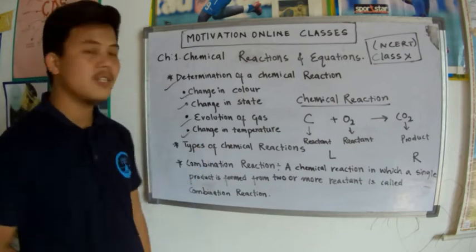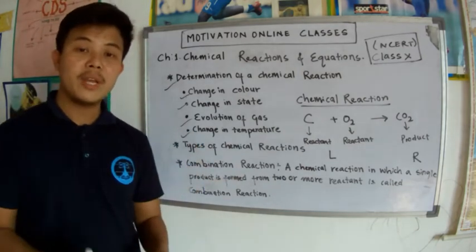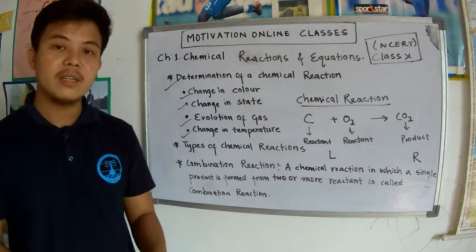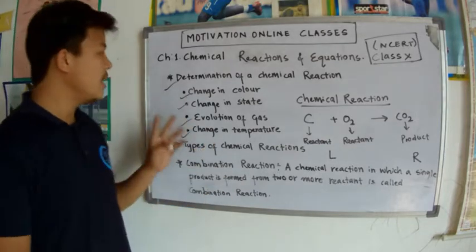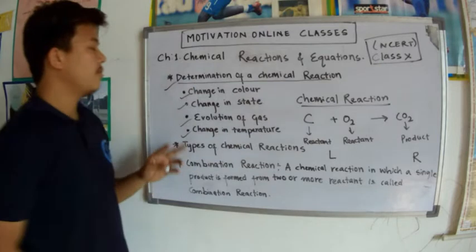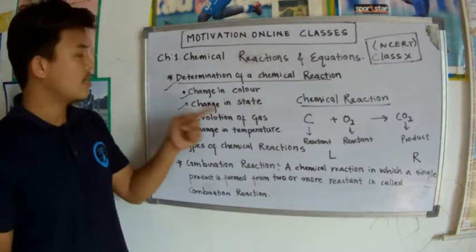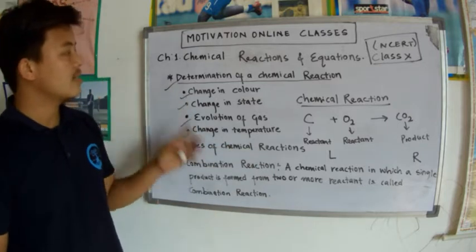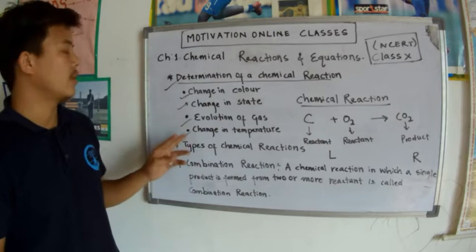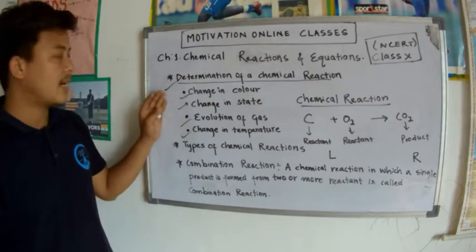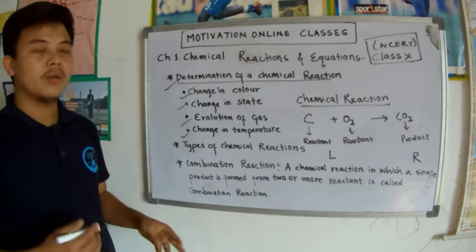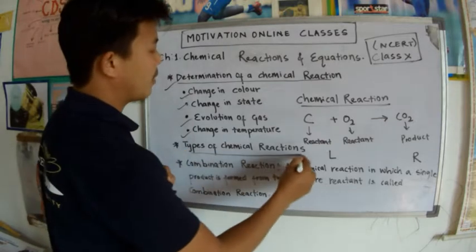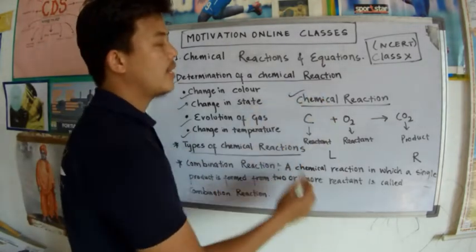And the fourth thing is change in temperature. Whether after the reaction the temperature is rising or decreasing. We have to check that. In all these cases, if there is a change of color or a change of state or evolution of gases or change in temperature, then we can say that some type of chemical reaction is going on. These are the factors by which we will know that a chemical reaction is taking place.